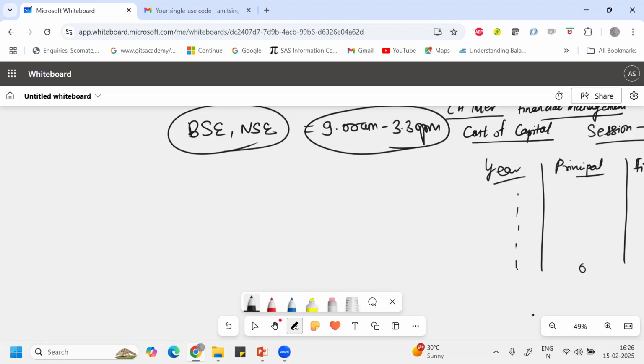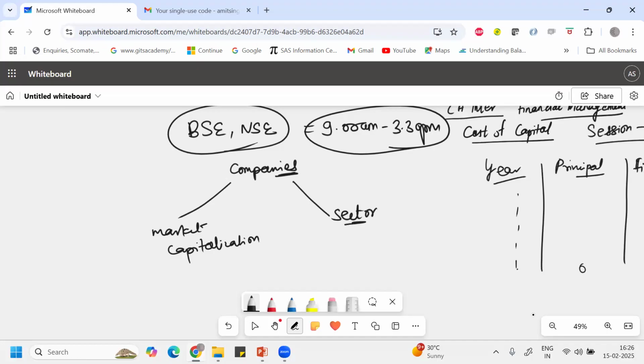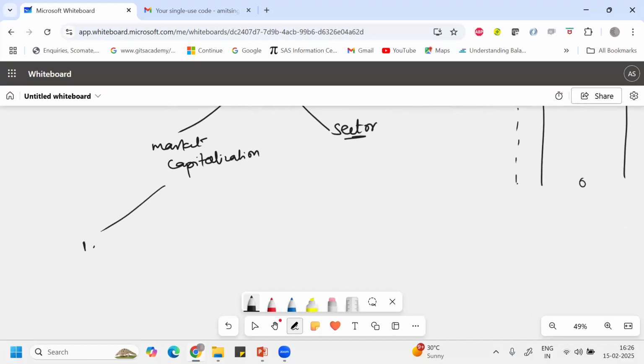Okay. And the companies which are trading in the market, you can divide them either based on their market capitalization, or based on their business model or the sector they belong to. So based on market capitalization, your company can be either large cap, mid cap, or small cap.